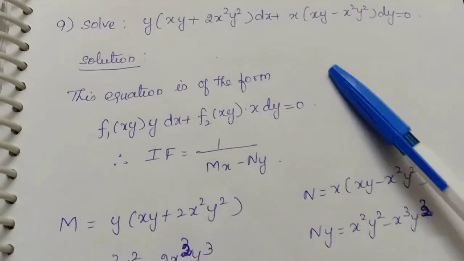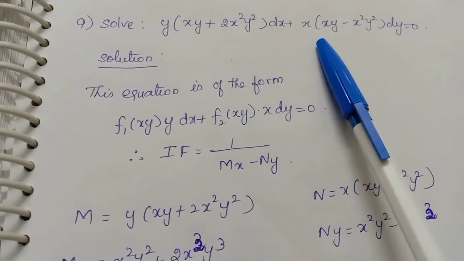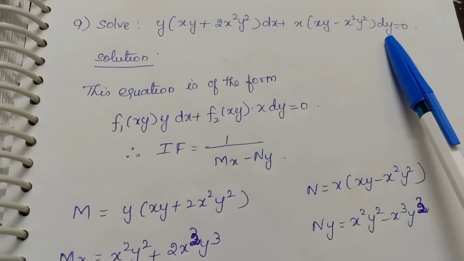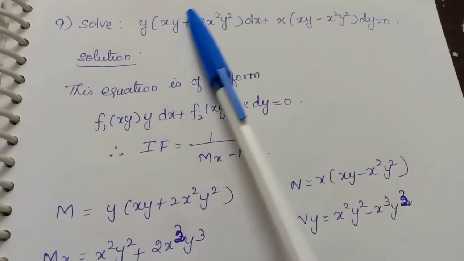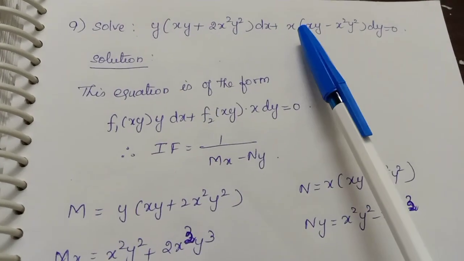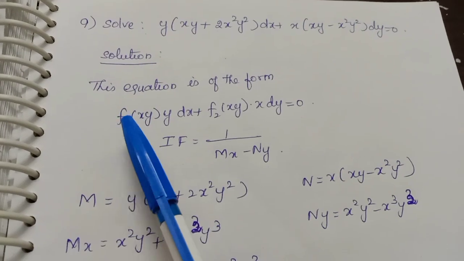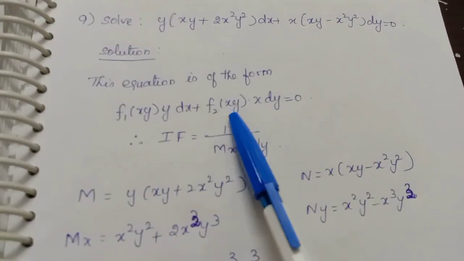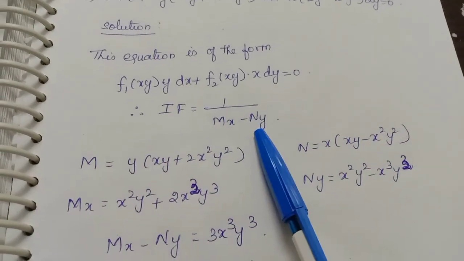Finally, this is the last problem. y into xy plus 2x square y square dx plus x into xy minus x square y square dy equal to 0. Look at this problem. Here y into product of xy terms, similarly here x into product of xy terms. So whenever you have y into some function of xy plus x into some function of xy equal to 0, the integrating factor is 1 by mx minus ny.